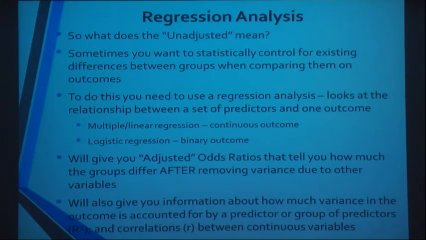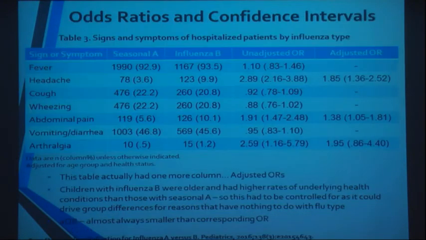Okay, regression analysis will also give you information about how much variance is accounted for in your outcome from your predictors. That's a multiple R squared, and you can get correlations or R's between variables, but we don't have time to go into that. All right, so here's a table with odds ratios that you just saw, but it has the actual final column that was in the paper.